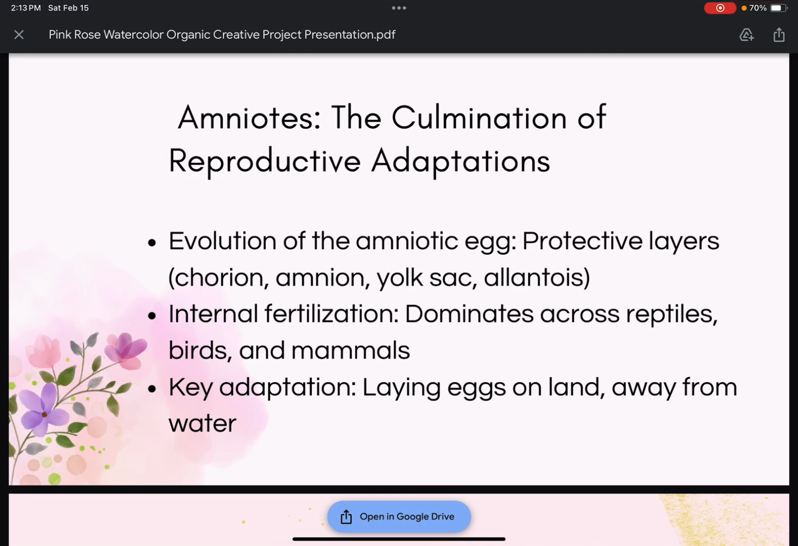Amniotes. The evolution of amniotes, the common ancestor of reptiles, birds, and mammals, marked the culmination of reproductive adaptations for land life. Amniotes possess the amniotic egg, and internal fertilization is the norm across this group. The development of the amniotic egg allowed these animals to lay eggs on land, away from the water, and offspring could develop in a protected, self-contained environment.